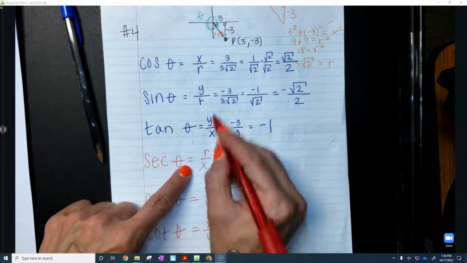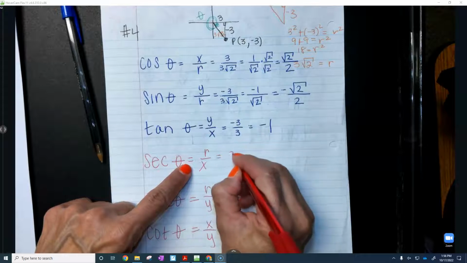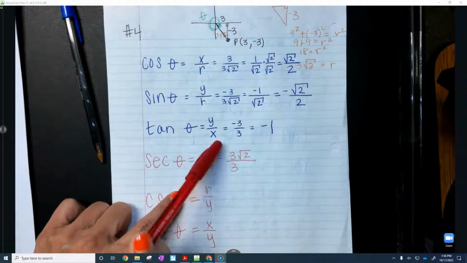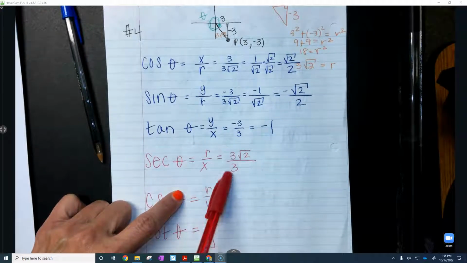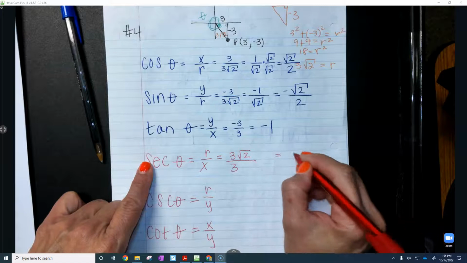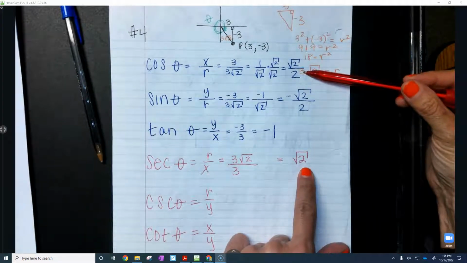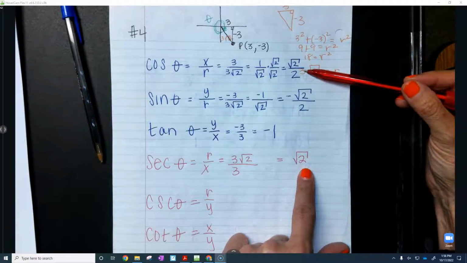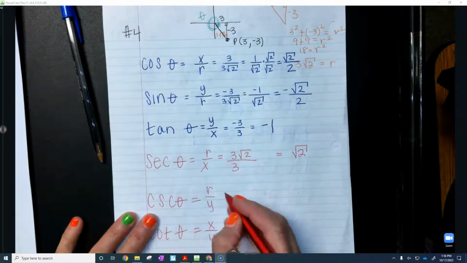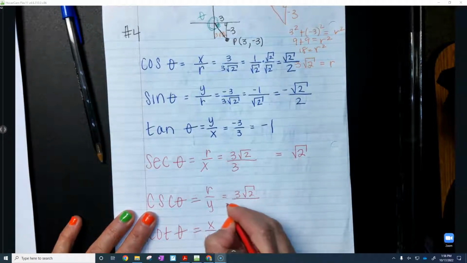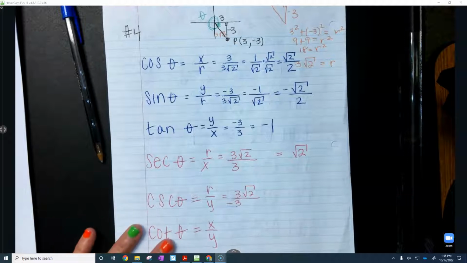So for secant, remember your radius is 3 square root 2. Your x value is 3. We're just going to knock off those 3's. Those 3's are going to cancel. So secant is root 2. Those don't match. So again, don't just think you can flip this upside down. Cosecant is 3 root 2 divided by -3. Those 3's are going to cancel out. Cosecant is negative root 2.